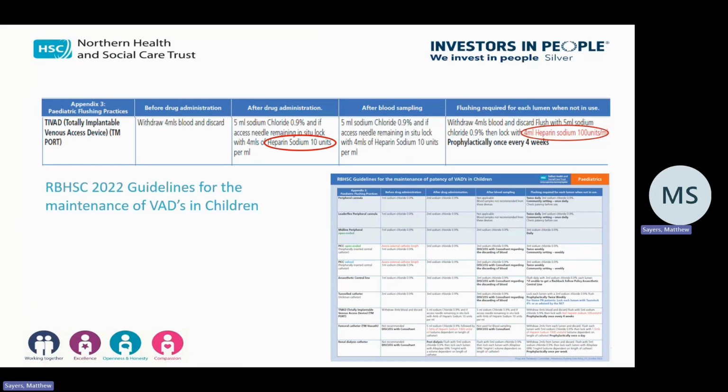But if you're going to access it in a short space of time, then you want to go for the weaker strength, because if you were given the stronger strength a couple of times a day or every day, that's going to become a problem because of the amount of heparin you're introducing. So if it's for a short lock, then it's the 10 units in a mil. If it's for a longer lock, you use the strong strength of 100 units.